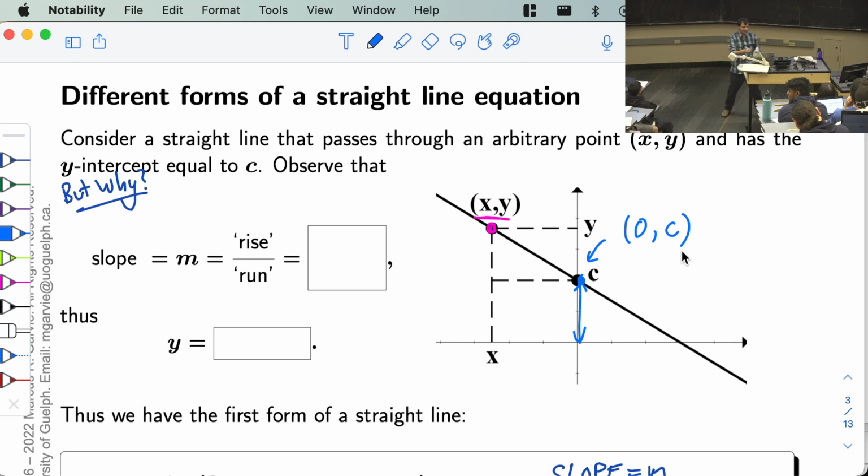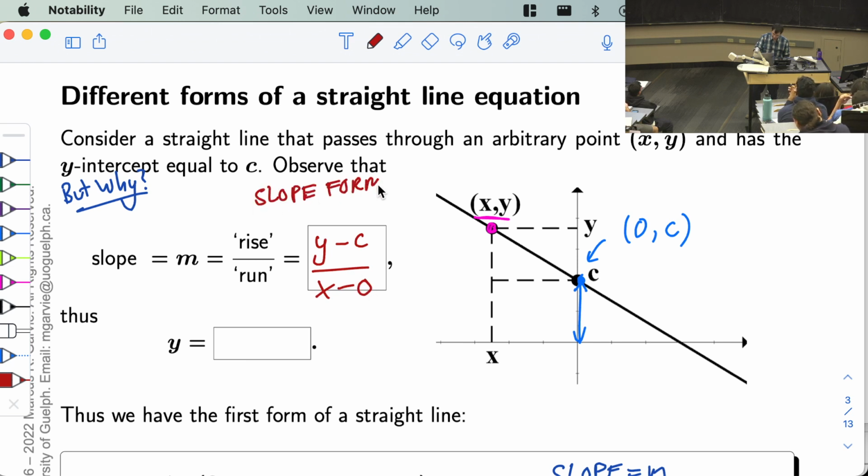And if you calculate the slope between x, y, and 0, c, that's something we did in chapter 4, you get y minus c divided by x minus 0. This is the slope formula from chapter 4.